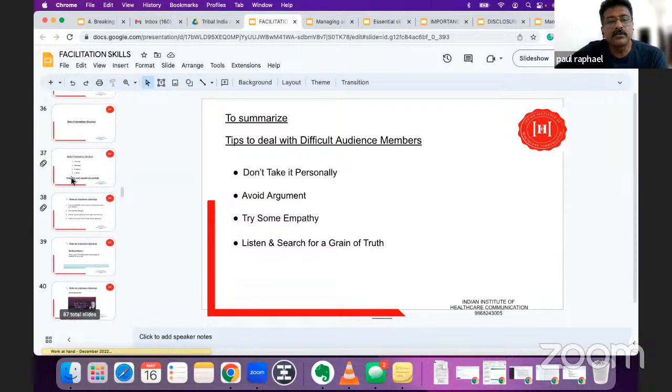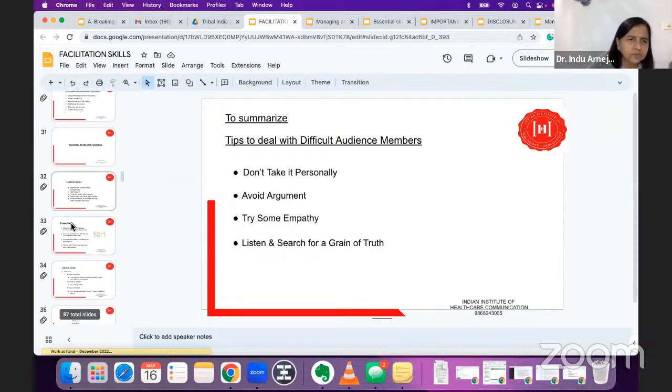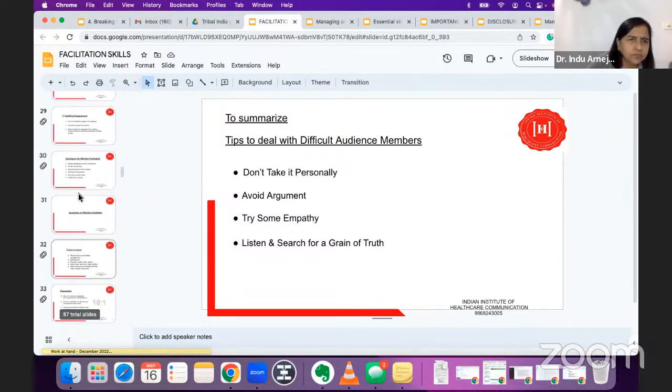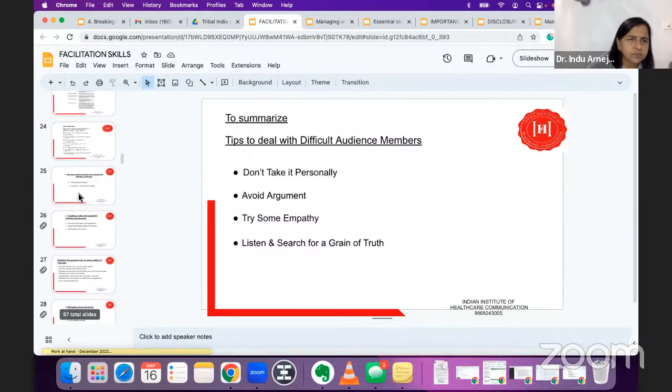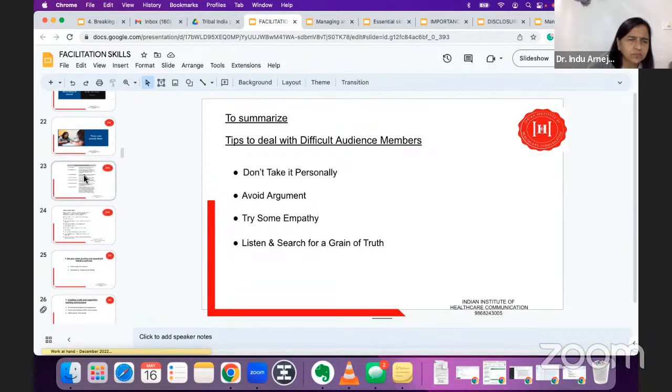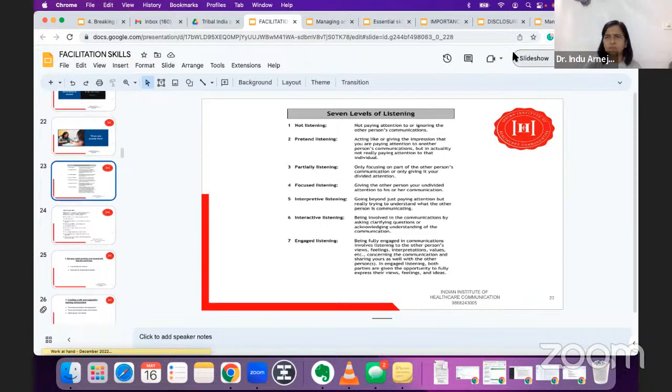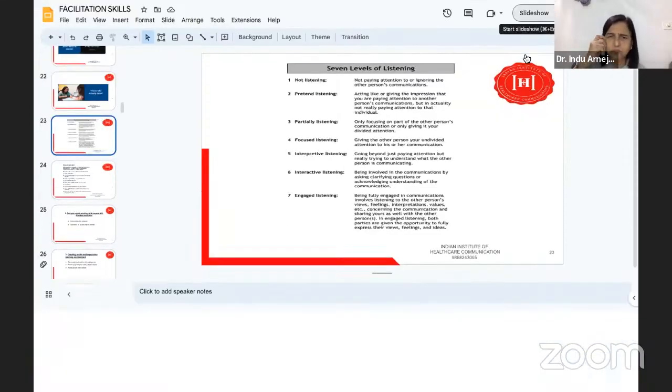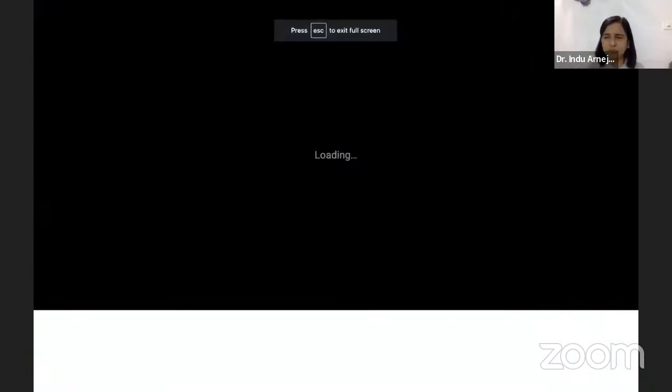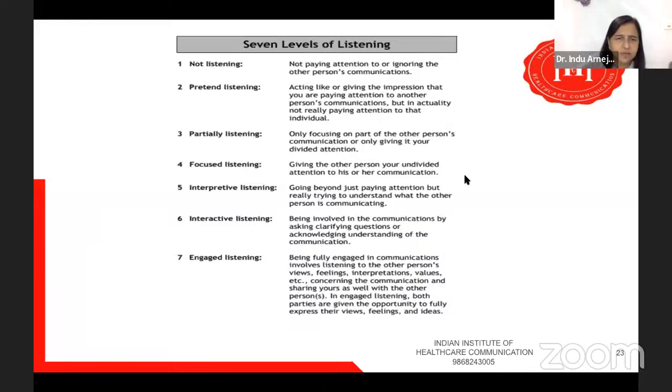One is interactive and one is interpretive. What is the difference between interpretive and interactive?